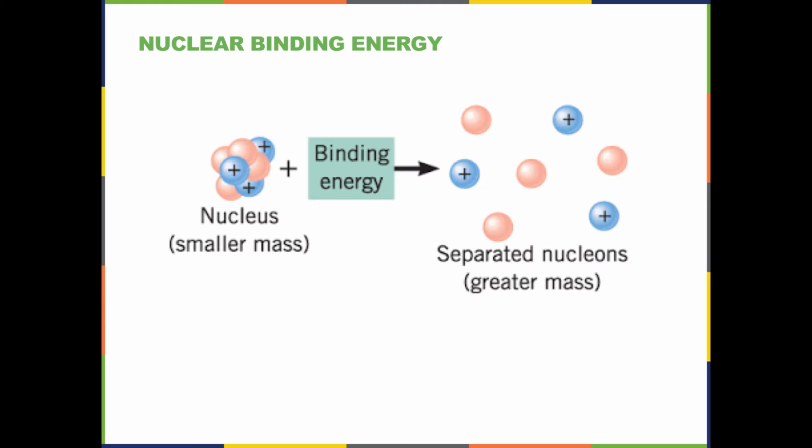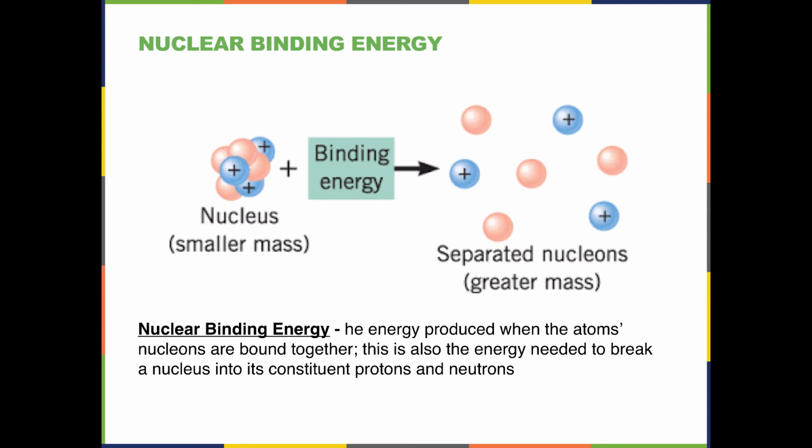So if you take the nucleons and the mass of each nucleon and add it all together, it's going to be slightly greater than the mass of the nucleus as one thing, and therefore that difference represents the binding energy that holds it together. So nuclear binding energy is the energy produced when the atom's nucleons are bound together. This energy also is the energy needed to break the nucleus into its constituent protons and neutrons.